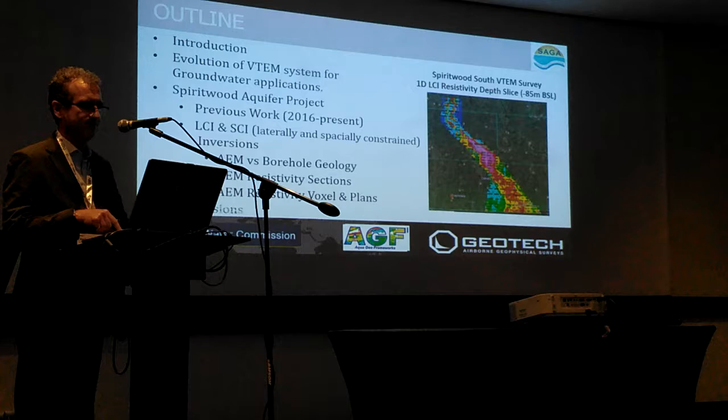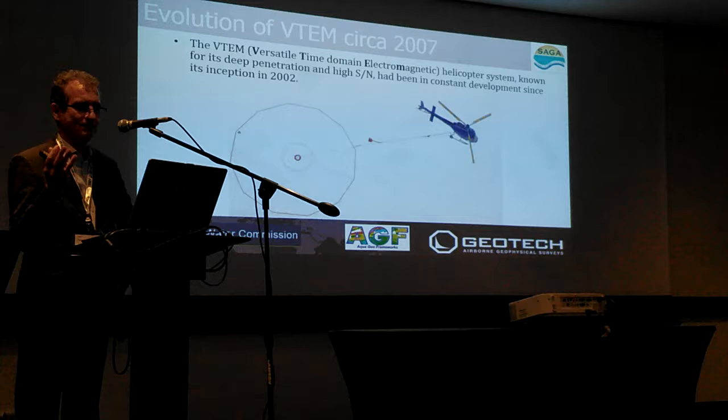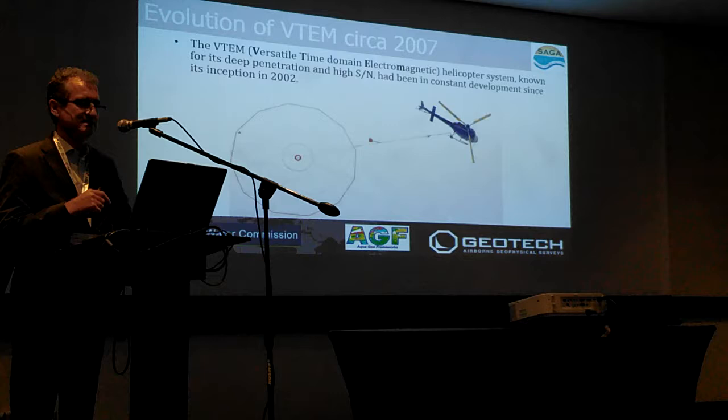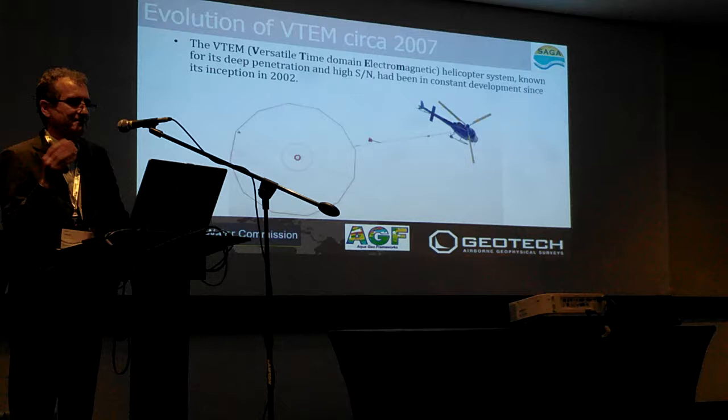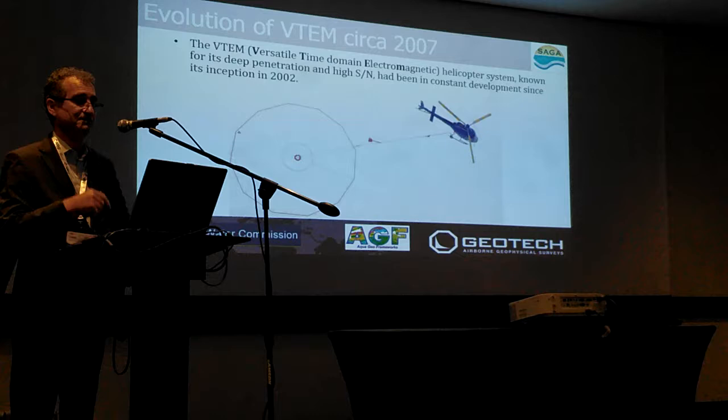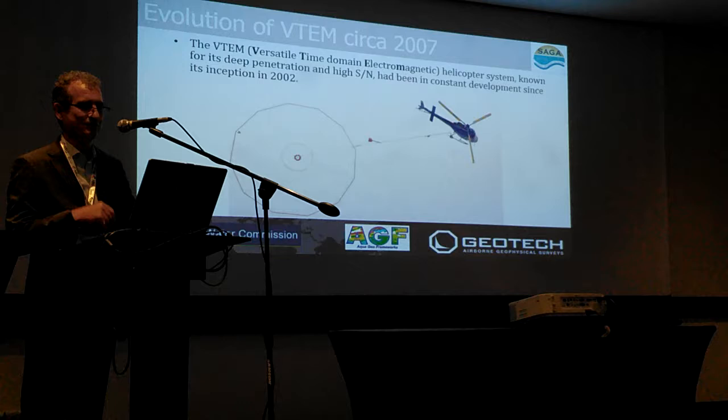So the V10 system, we know it's the versatile time domain electromagnetic system. It's a time domain EM system, and it's always been known for its deep penetration, high signal to noise. It's renowned. But as a matter of fact, the V10 system has been in constant development since its inception in 2002. It's constantly changing. If you're a client, or if you're trying to model V10 data, you'll know that it's frustrating. The waveform changes slightly, and the system has been changing as well.